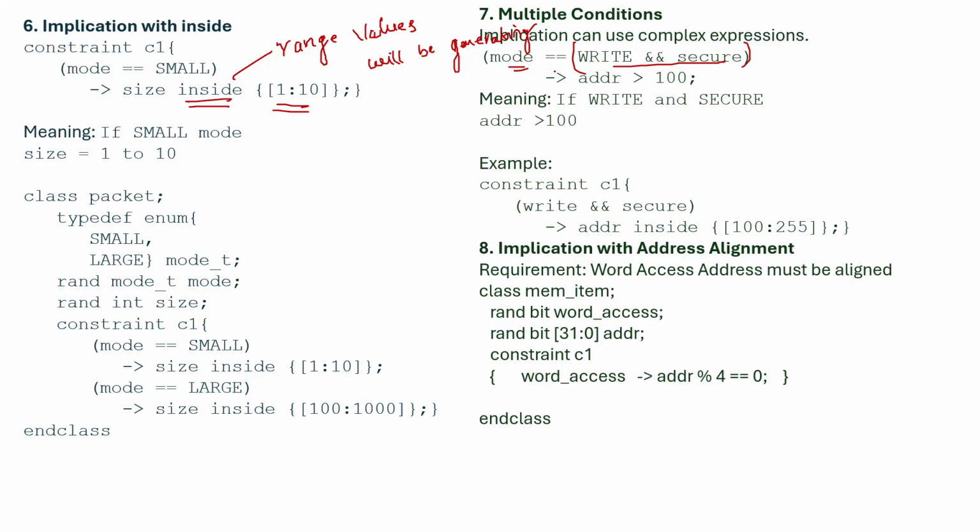So mode equal to write and secure. Okay, you are doing the operations in AXI protocol. We are doing secured operations. Secured operation means no one can destroy the data. Okay, we will provide some security, encryption, right?